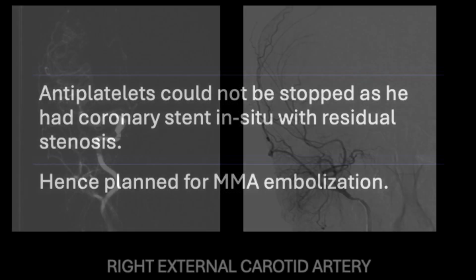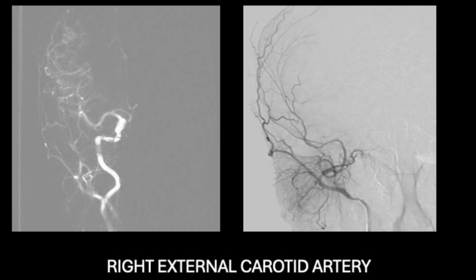The option of middle meningeal artery embolization was explained. The patient consented and was taken up for the procedure. As part of the protocol, we first performed a right internal carotid angiogram. This helps us assess the vascular anatomy, especially the ophthalmic artery and its branches.